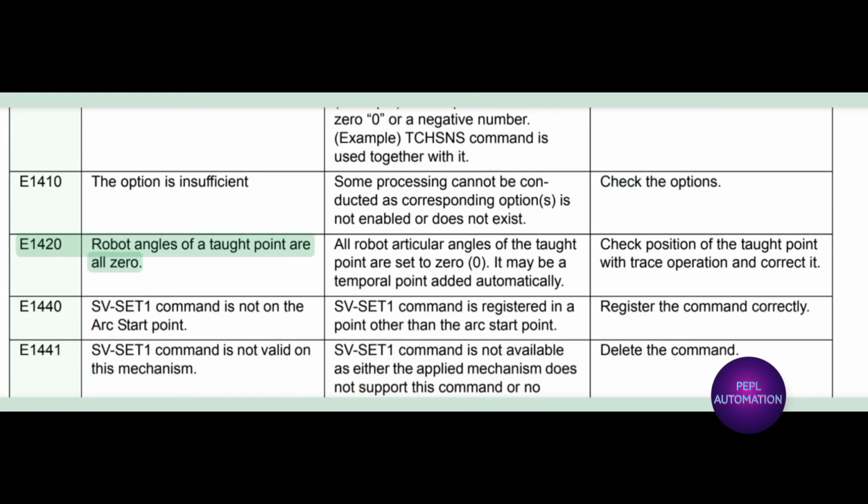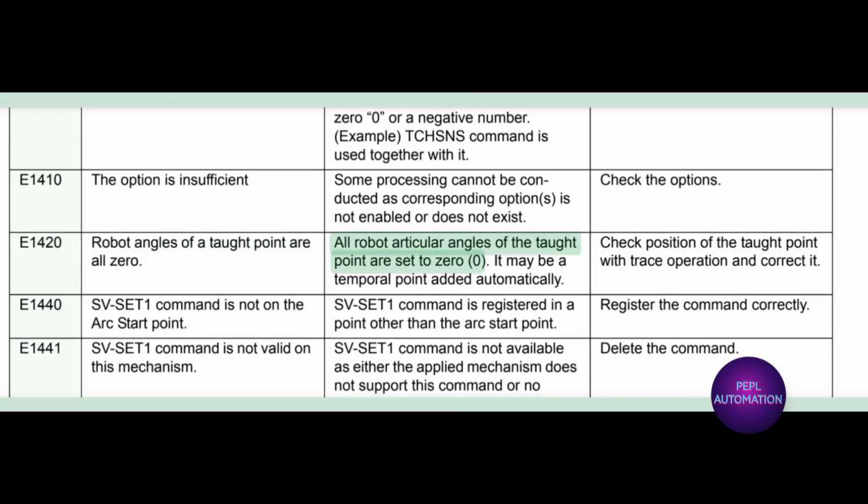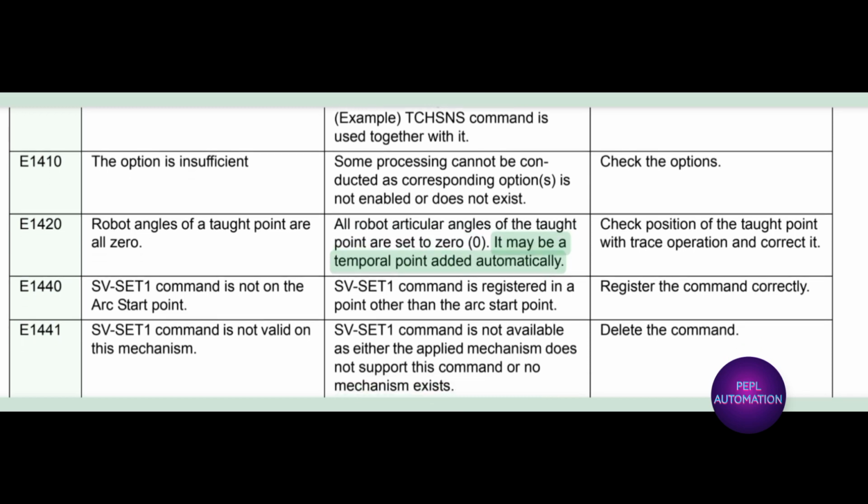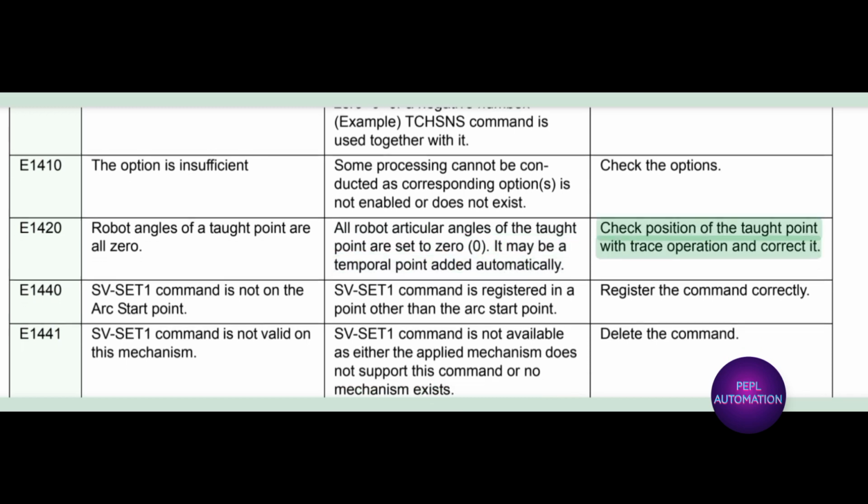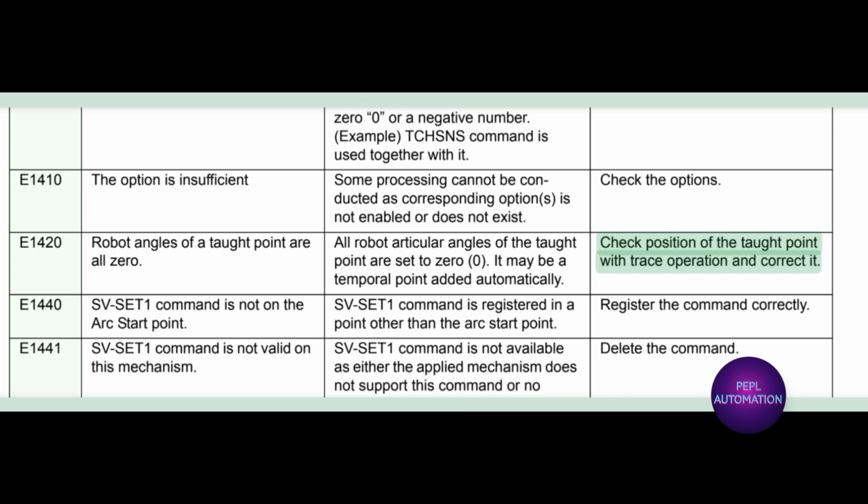E1420 robot angles of a taught point are all 0. All robot articular angles of the taught point are set to 0. It may be a temporary point added automatically. Check the position of the taught point with trace operation and correct it.